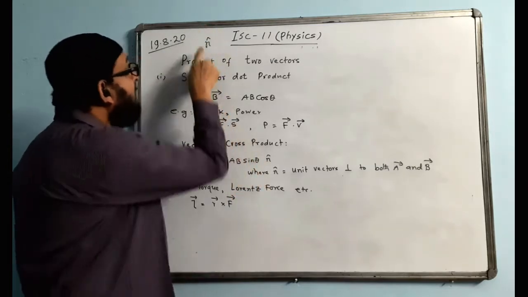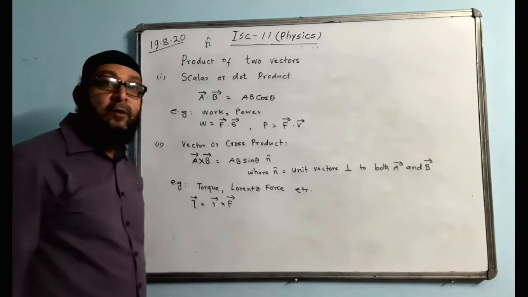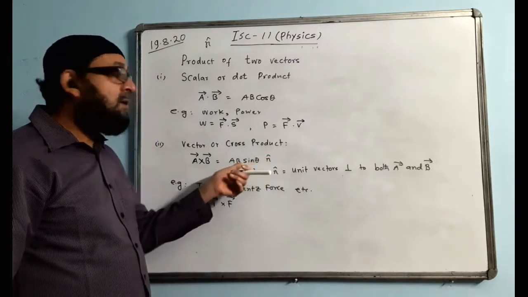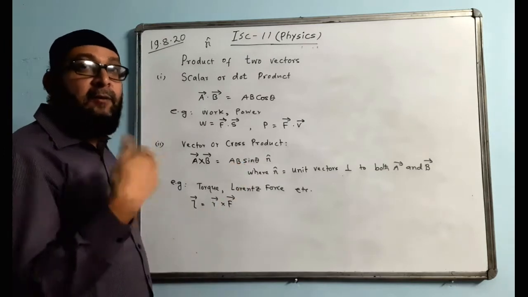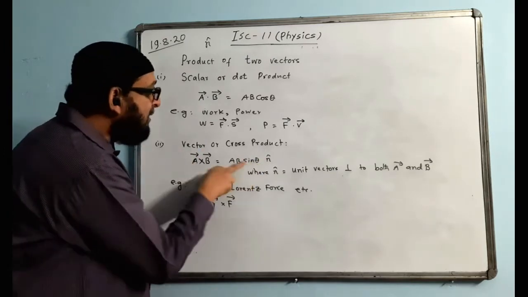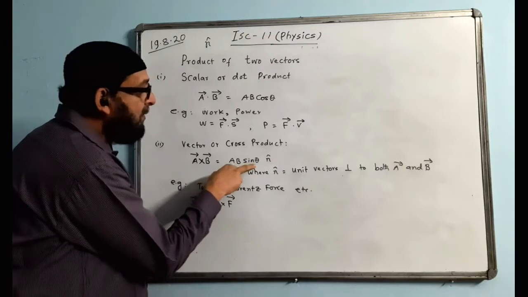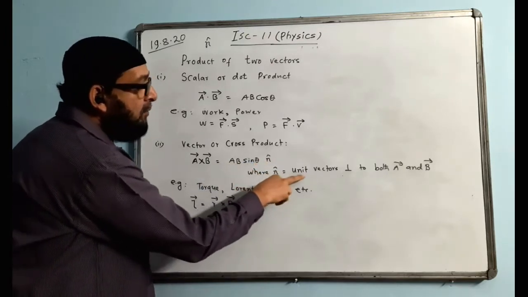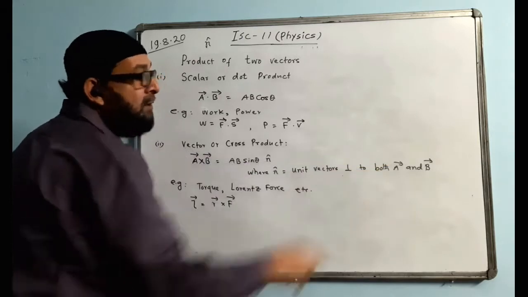That means they represent unit vector. Unit vectors are those vectors whose magnitude is 1. It is only used to express the magnitude in terms of vector. So it assigns direction to this magnitude, so AB sin theta n cap. What is the direction of this? What direction does it act? It acts n cap is equal to unit vector perpendicular to both A and B.